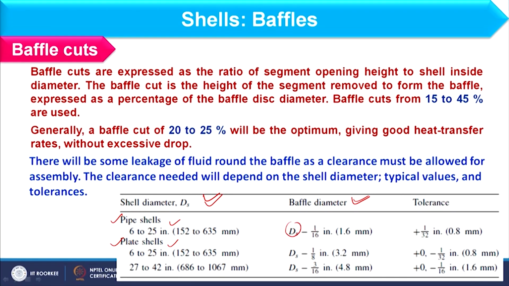So, Ds minus 1 by 16 inches. This 1 by 16 inches is equal to 1.6 mm. So, this is basically the gap between shell dia and baffle dia. Okay. And similarly, if I consider plate shell, we can have a 3.2 mm gap, and beyond that we can have a 4.8 mm gap. So, this table we will use when we consider the leakages in shell design, right.